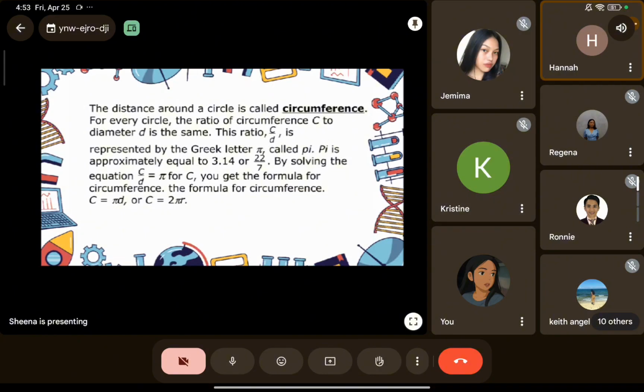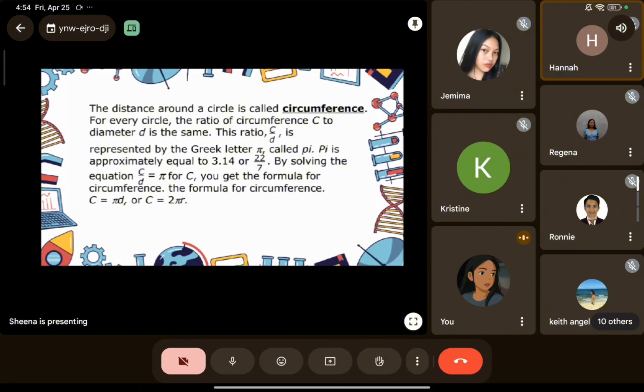So, the distance around the circle is called circumference. For every circle, the ratio of circumference C to diameter D is the same. The ratio C over D is represented by the Greek letter pi, where pi is approximately equal to 3.14. Solving C over D equals pi for C, you get the formula for circumference: C equals pi d.